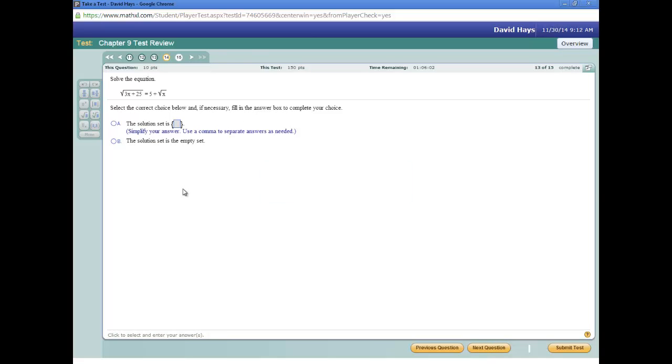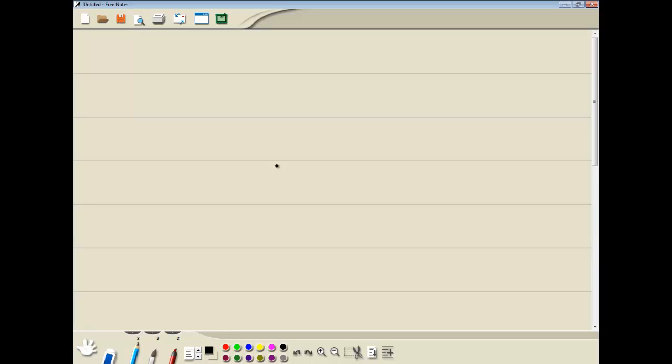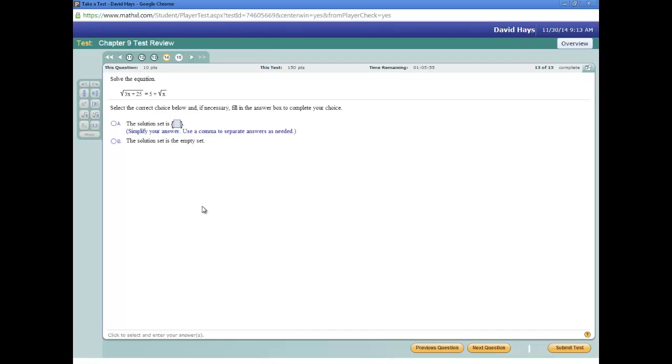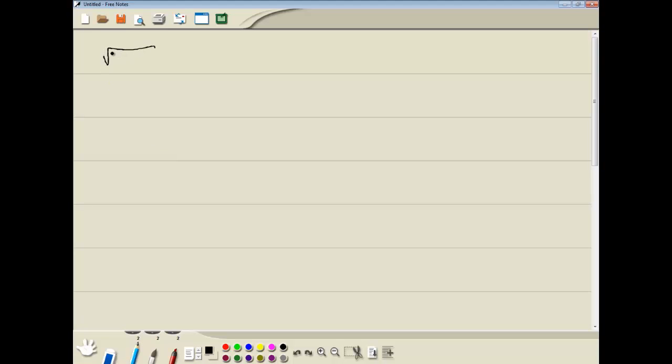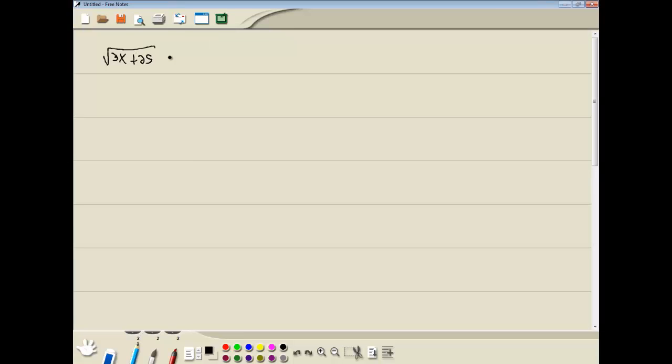Okay, let's take a look at this one. Better start a new page. This looks like a harder one. So got square root of 3x plus 25 equals 5 plus square root of x. Now our steps for solving a radical equation says first get a radical by itself. Well, this radical is by itself. Nothing in front of it, nothing after it. So it's by itself. It doesn't say which one, so this one's fine.